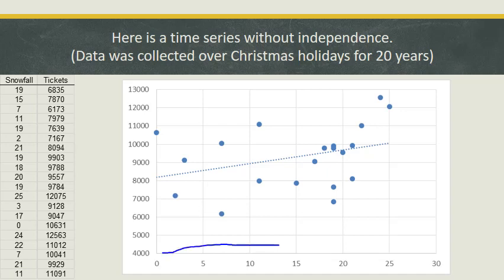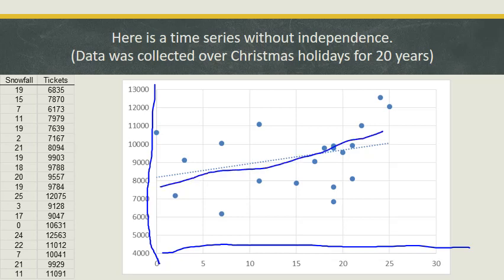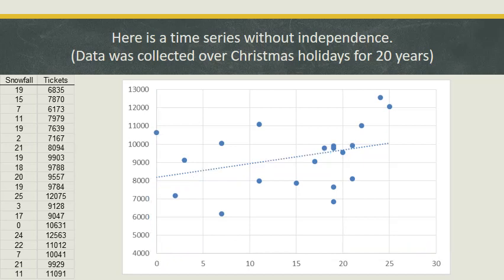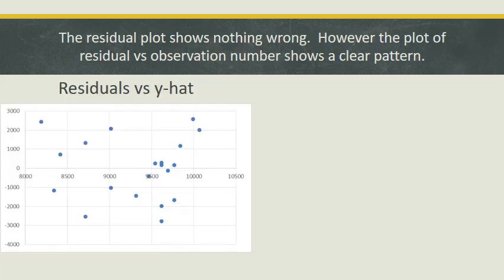Our x variable is snowfall, and the y variable is ski lift ticket sales. We also see a somewhat positive trend confirmed by the best fit line. This seems reasonable to me. More snowfall means better ski conditions. Anyway, let's look at the residual plots. First, the regular residual plot of residual versus y hat shows nothing wrong. There's no problem with the assumptions of the model form or constant variance.